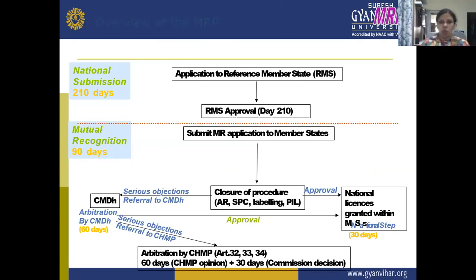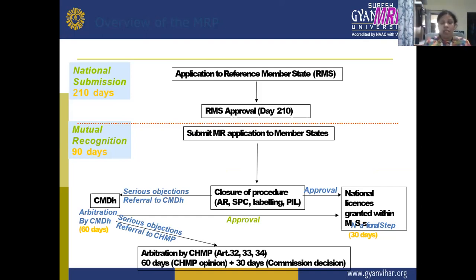Now next is the overview of MRP, mutual recognition procedure. What is its overview? Look, the national submission will take 210 days, mutual recognition will take 90 days, the CMDH will take 60 days. So here you can see that in the MRP, first of all the application is sent to the reference member state, that is RMS.